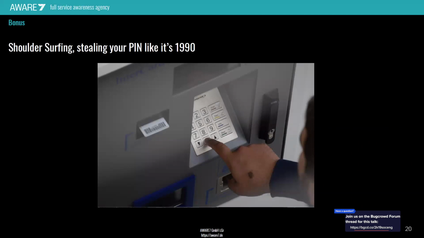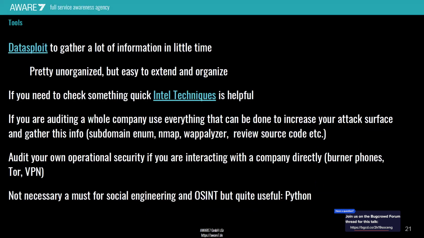And some tools that I find useful. The first one is Datasploit. If you are gathering a lot of information in little time, it's pretty unorganized the way it comes from GitHub, but it's easy to extend and organize. So for example, we can dump every piece of information we find, and if you're using Elastic, you can just put it in Elastic and then do some analysis on the data.